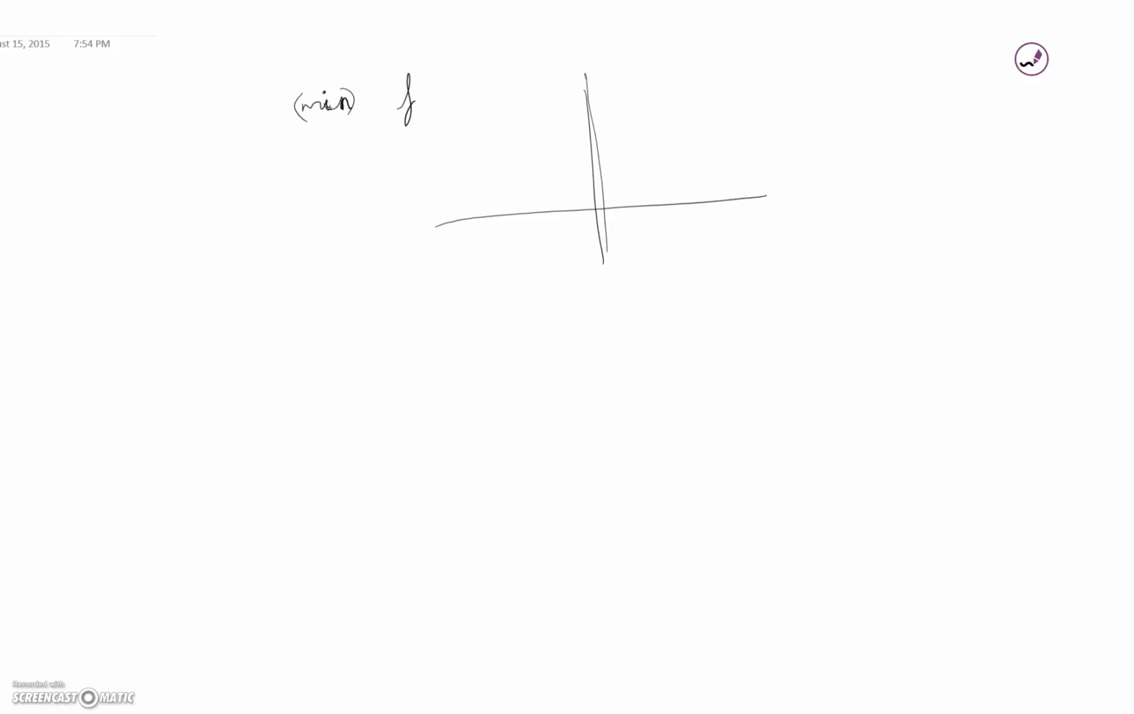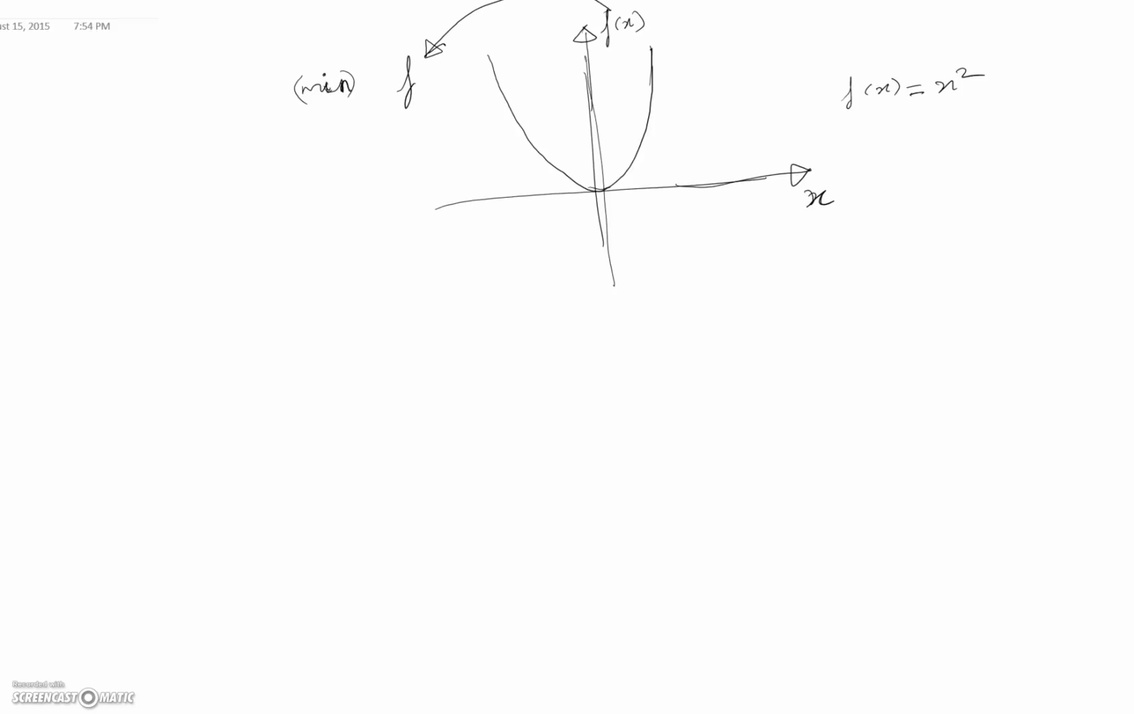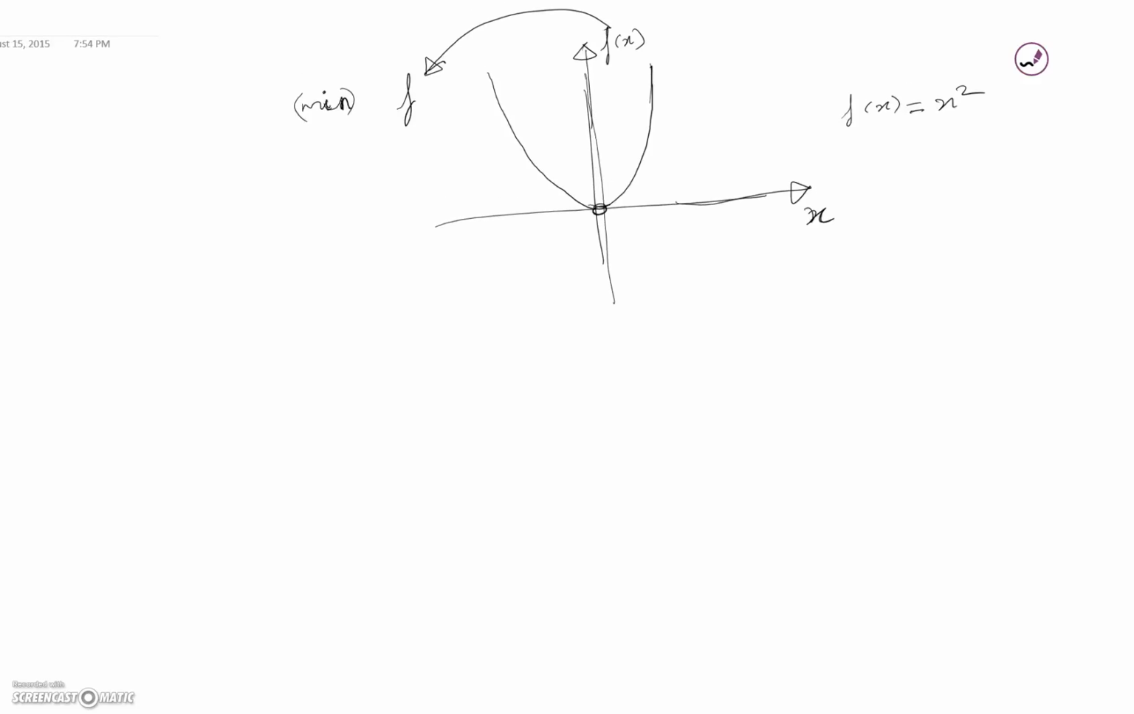The easiest function to minimize is the parabola. I'm sure everyone agrees. Let's make a parabola like this. This is x and this is f of x over here, the guy we want to minimize, and let's call this f(x) equals x squared. And it's easy to see here that at the origin x equal to 0, f is 0, and it is at this point that f is minimized.